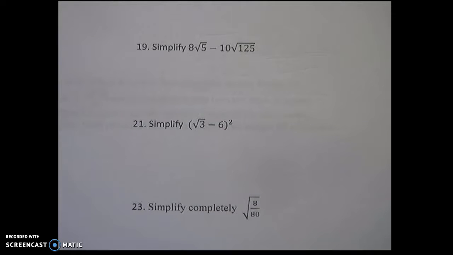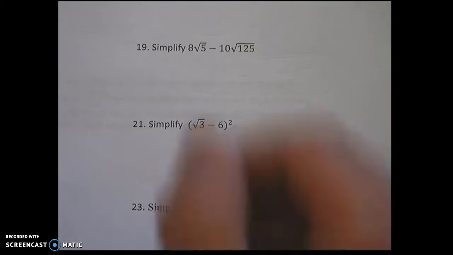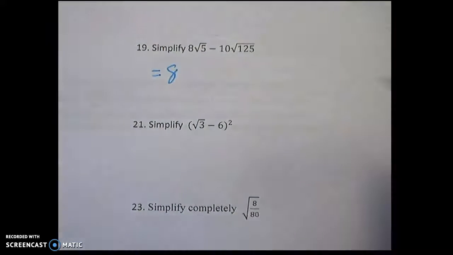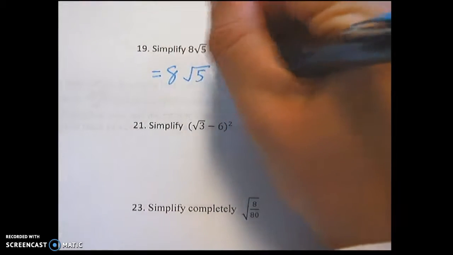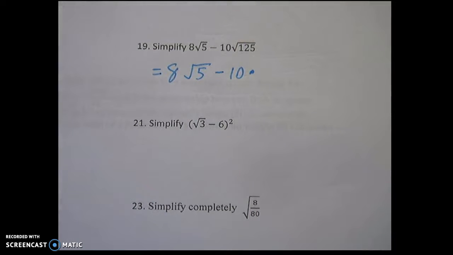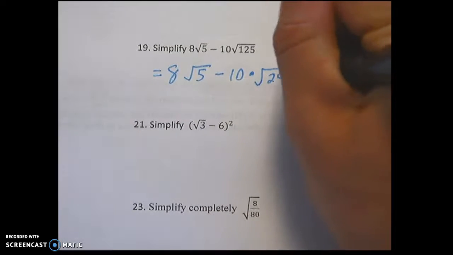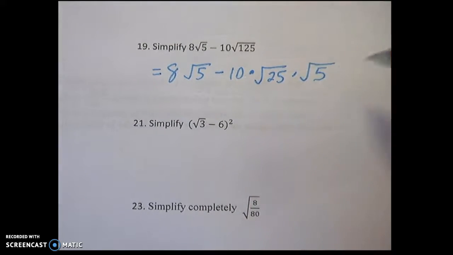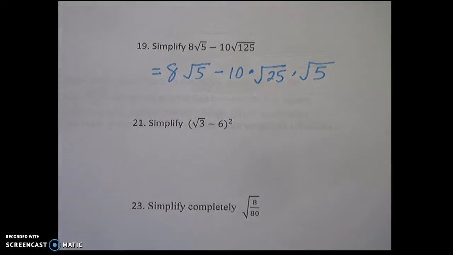Since that's a 5 and that's a 125, you'd say you can't combine them as they are, but there might be a way to simplify that 125 so that we can make it root 5. In fact, what we can do: 8 root 5 minus 10 times root 125. 125 is simply 5 times 25, so I'm going to change that to the square root of 25 times the square root of 5. 25 times 5 is 125.